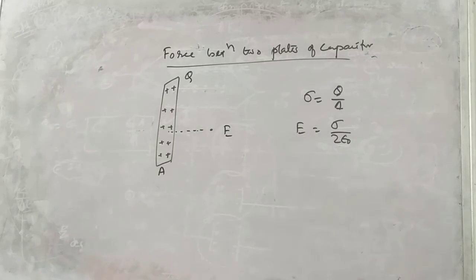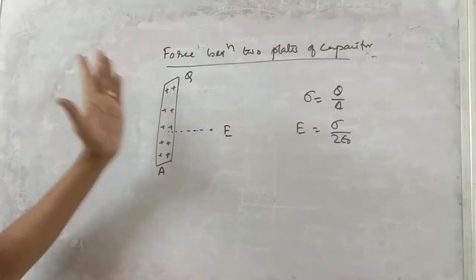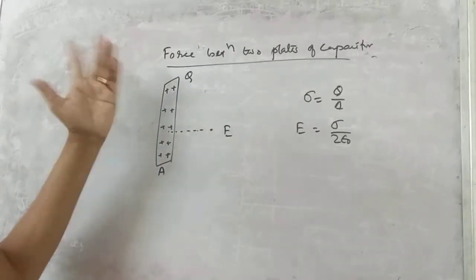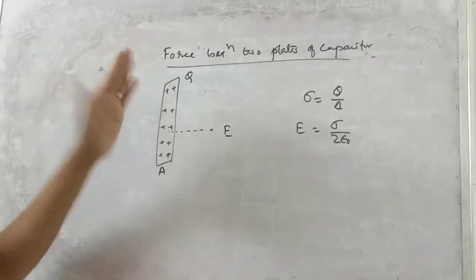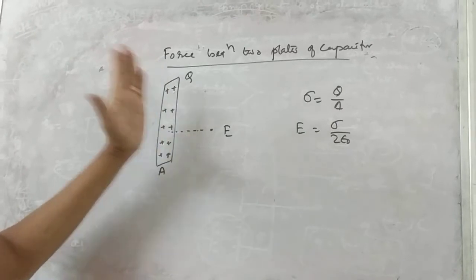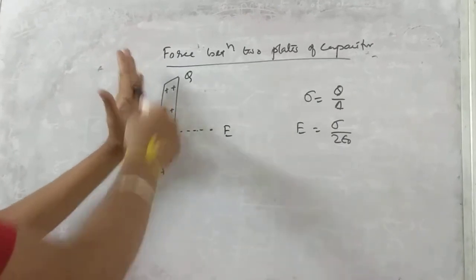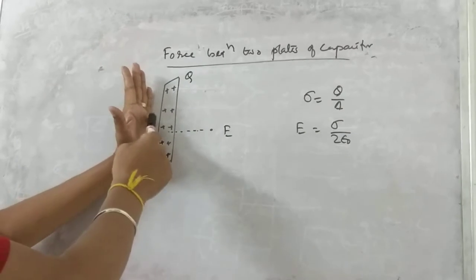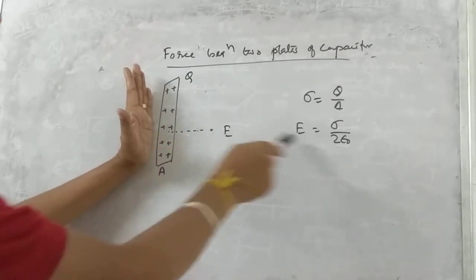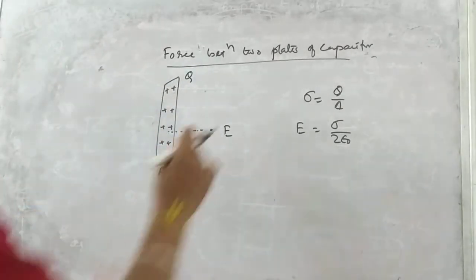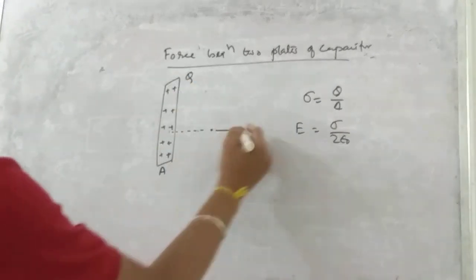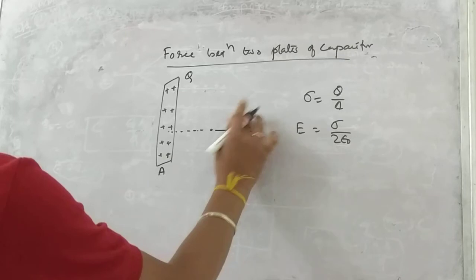This is the electric field due to this sheet of charge. This is a conducting sheet. Why a sheet? Because one face is charged, the other face is not considered. Only the front face is charged, so this behaves like a sheet of charge. So the electric field due to this sheet of charge at this point is E equals sigma by 2 epsilon naught. And since the electric field is outward, because this is positively charged, it is in this direction.